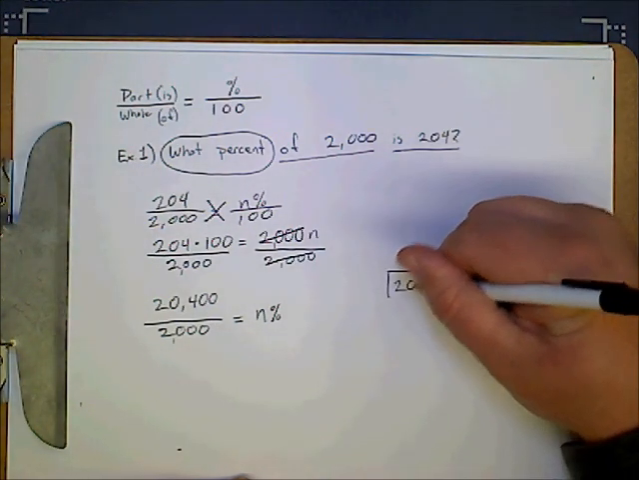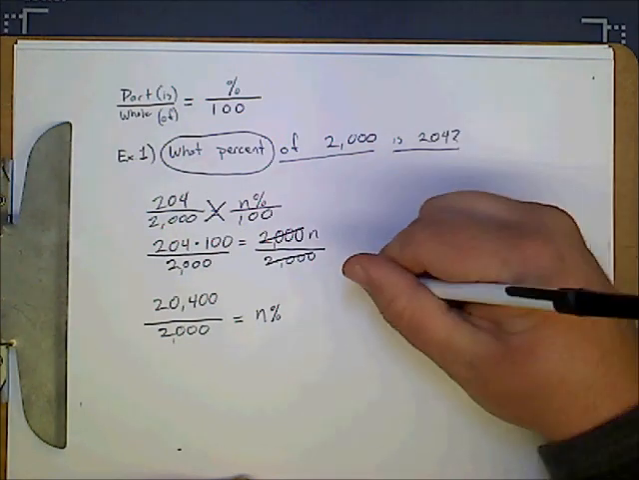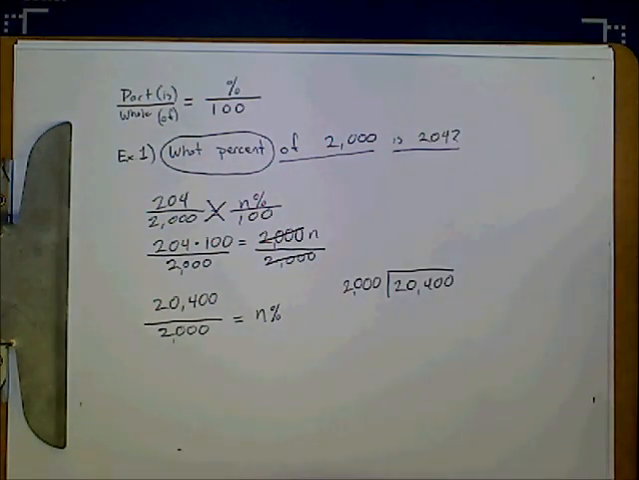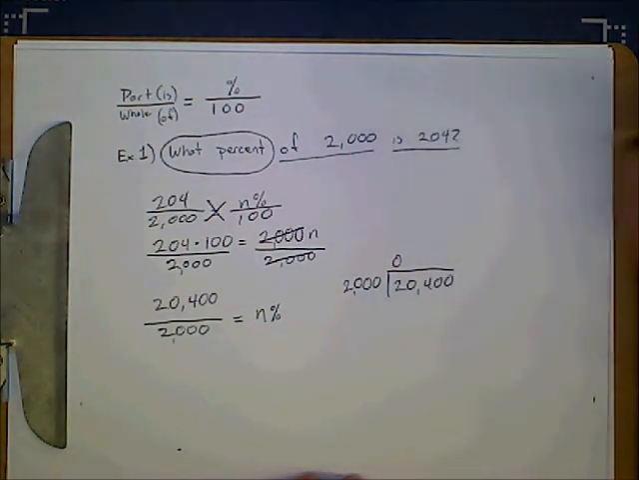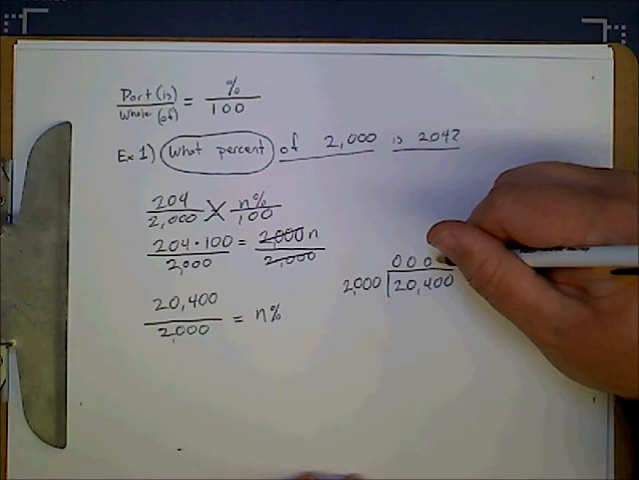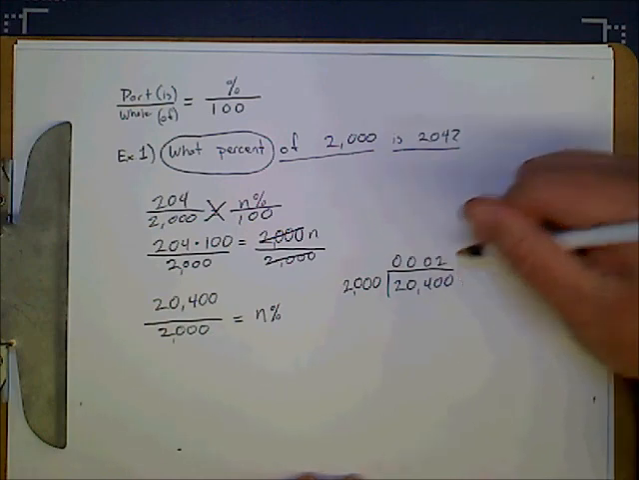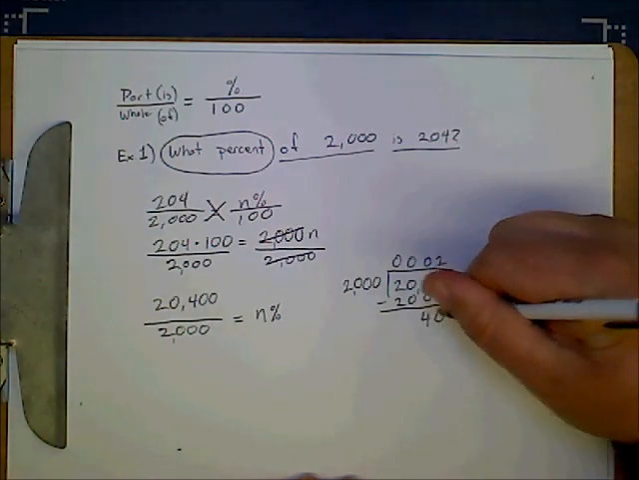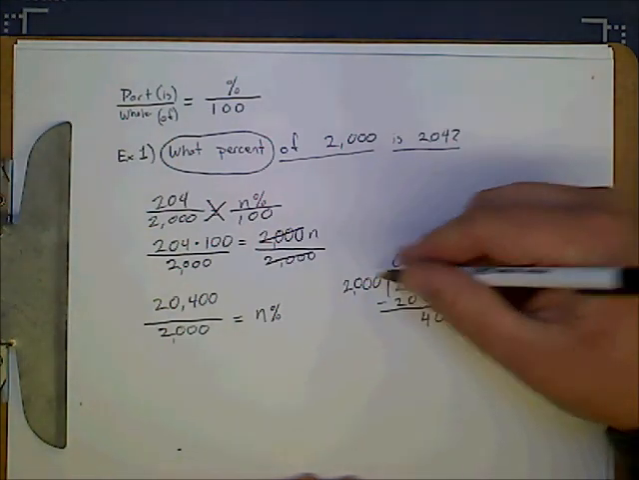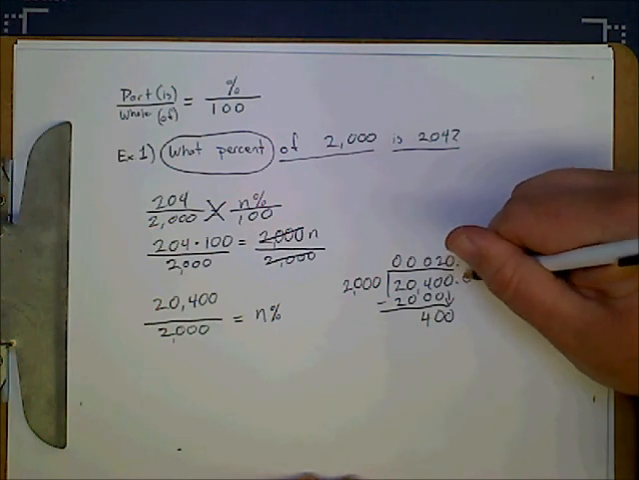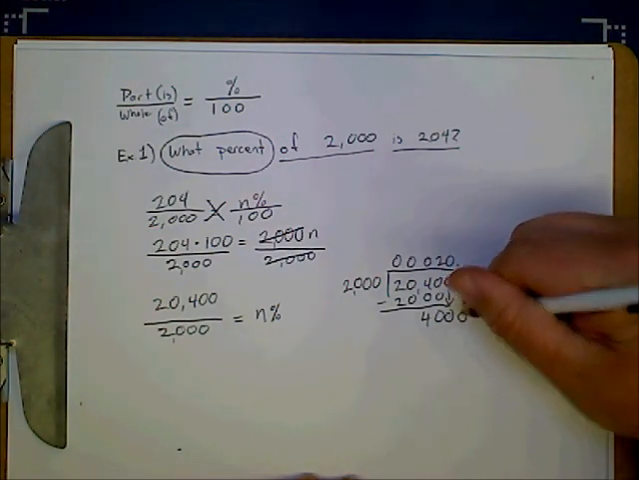So we do 204 times 100. We're going to get 20,400. Because really we just moved our decimal over 2 times by adding those 2 zeros from the 100. And then we're going to divide that by 2,000 equals n percent. Make sure to remember that percent sign, because otherwise you're going to forget what you're looking for.